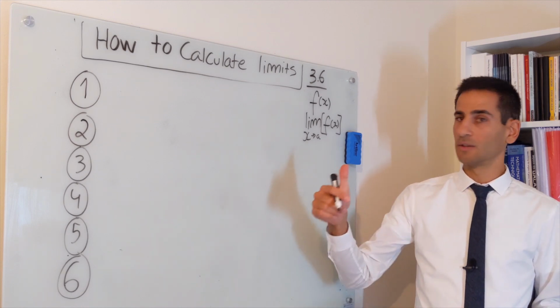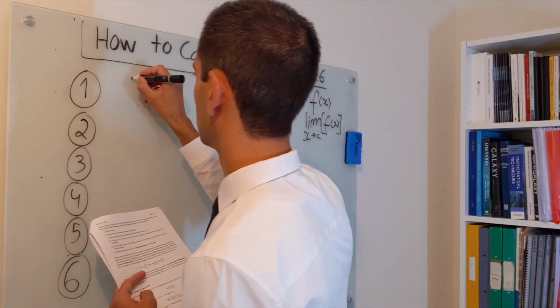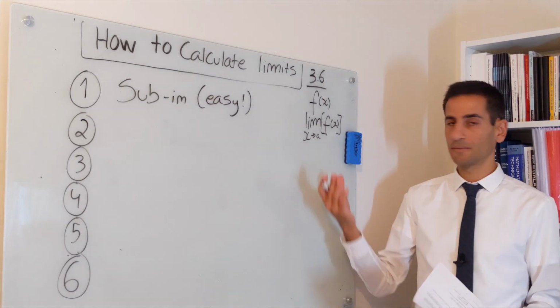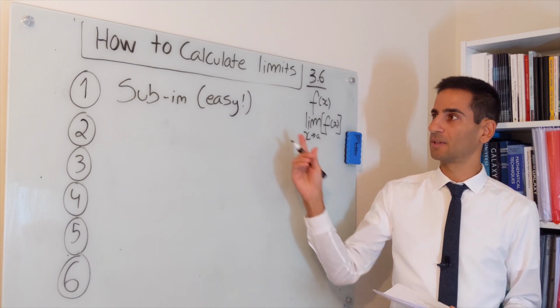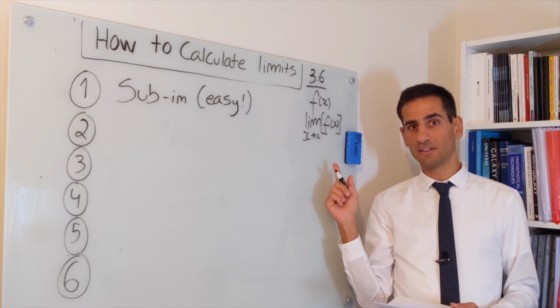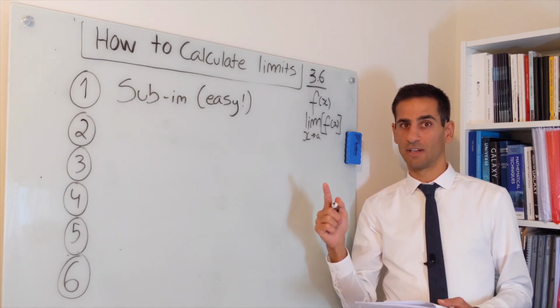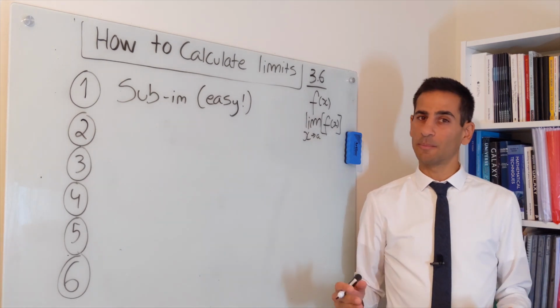That's correct. So number one, first thing you should do is sub in. As I've mentioned already, a lot of functions are continuous at the point that you're looking at, which means that if you sub in, you get the limit. Remember, for a function to be continuous, its limit needs to equal the value of the function at that point. That's why this will work. In many cases, this will not be the case.